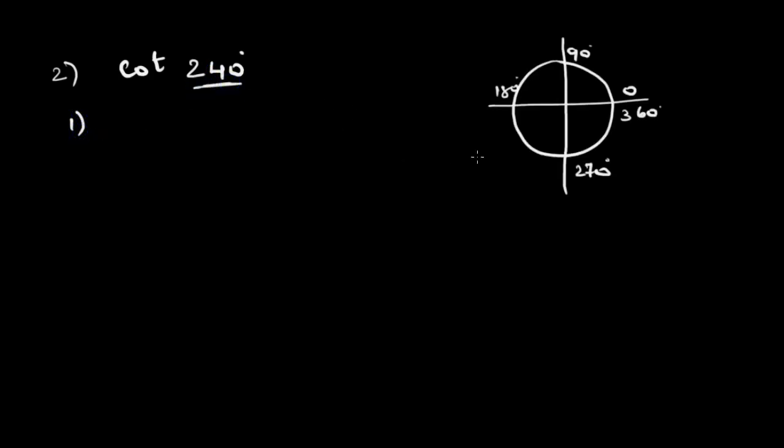Similarly, we can do another question for the sake of practice. Let's say we want to find out cot 240 degrees. So the first step is to find out what quadrant it would lie in. We are working with 240 degrees, and a 240 degree angle lies between 180 and 270 degrees. Therefore, this lies in the third quadrant. So this is quadrant 3. That's the first step. The second step is we find out the related acute angle.